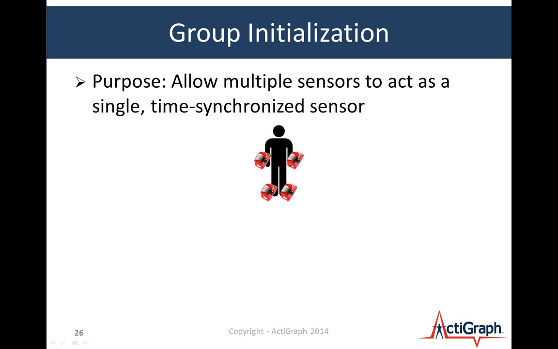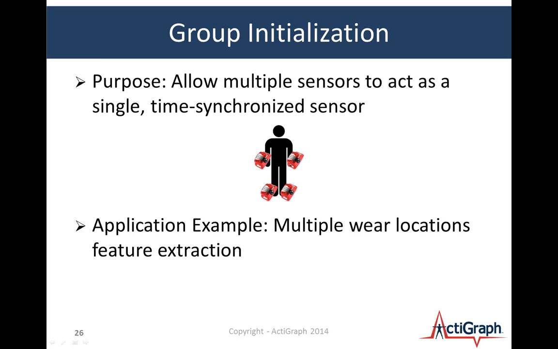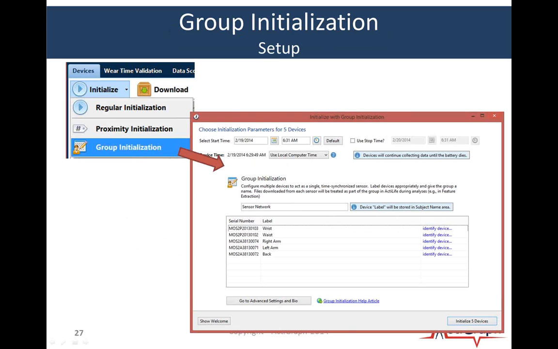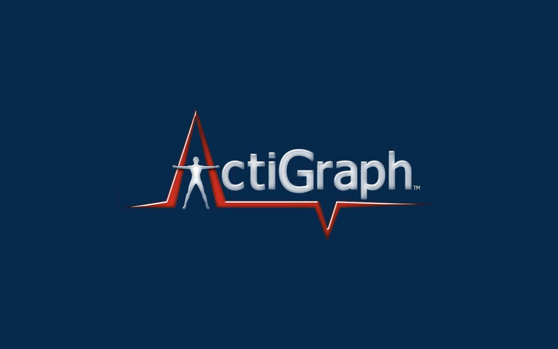And so how do we handle that? Let me talk briefly about how we do that or where our plans are. Similar to proximity, when you click initialize, you're given a new group initialization panel. Excuse me. And you're able to set devices up with various labels as part of a sensor network. And then you're able to name that group. And all that really does at this time is group those devices together, similar to what we showed earlier. So let's show that.